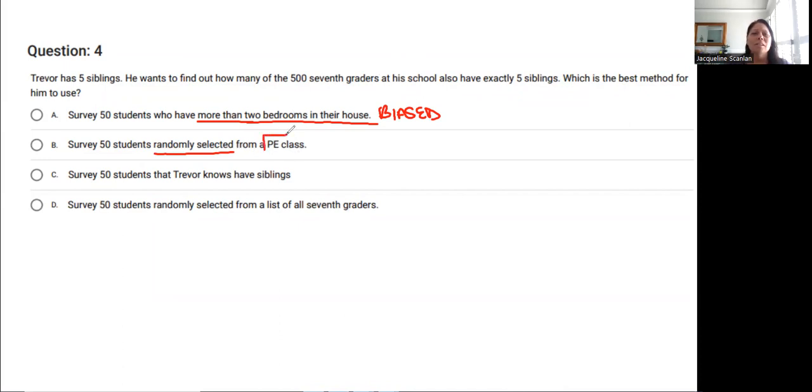Well, PE class, I don't know. Why would that make a difference? I don't know if that's random. It says they're randomly selected from the PE class, but I'm not sure if that's going to make it biased or not. Let me keep reading.